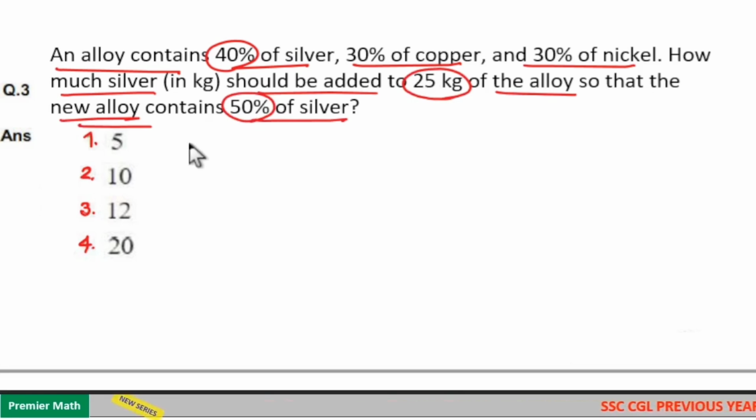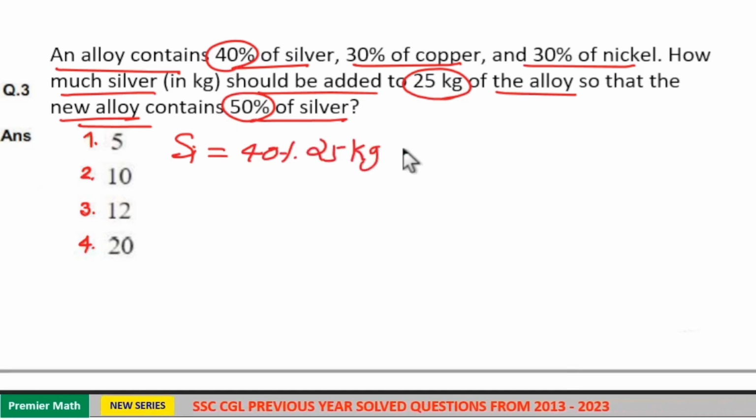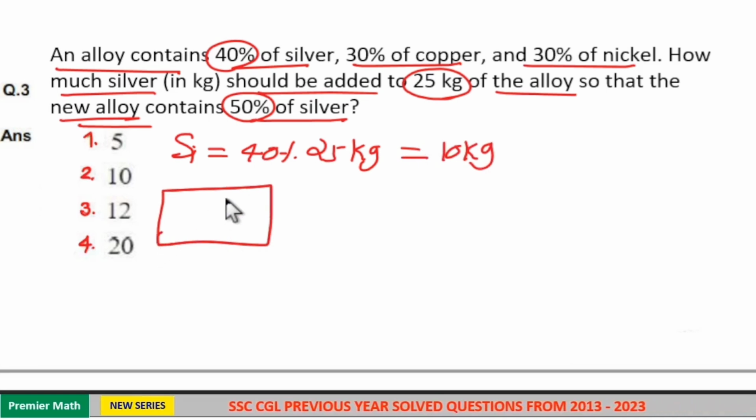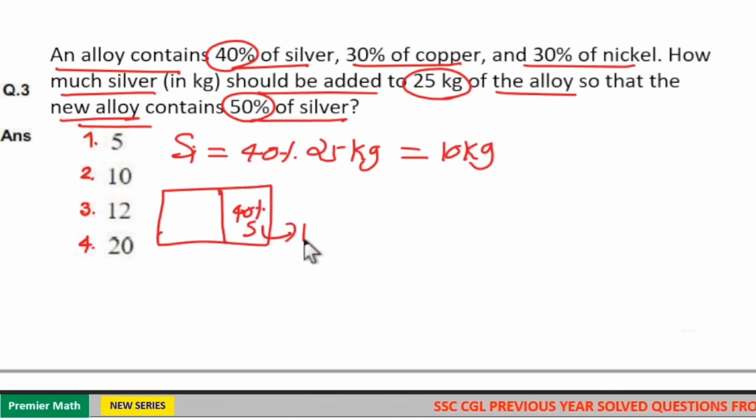Here, initially the silver amount in this alloy is 40% of the total alloy weight, which is 25 kg. So 10% of 25 is 2.5. 2.5 into 4 is 40%, which is 10 kg. That is, initially this alloy contains 40% silver, which is 10 kg. Now this 25 kg alloy contains 10 kg silver.